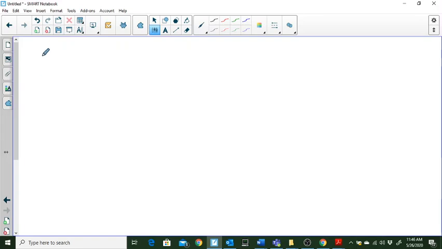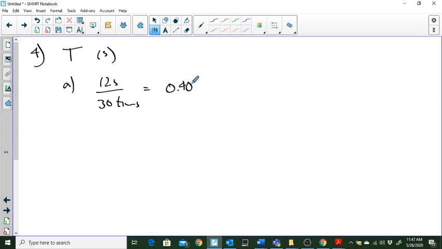Right, question number 4. Determine the period of each of the following. Here we're determining the period, and period is always measured in time, in seconds, or potentially in minutes. So in A, we have 30 times in 12 seconds. We're going to make sure that 12 seconds is on top and 30 beats are on the bottom. So we go 12 divided by 30, that's equal to 0.4 seconds. That's how long a beat is.